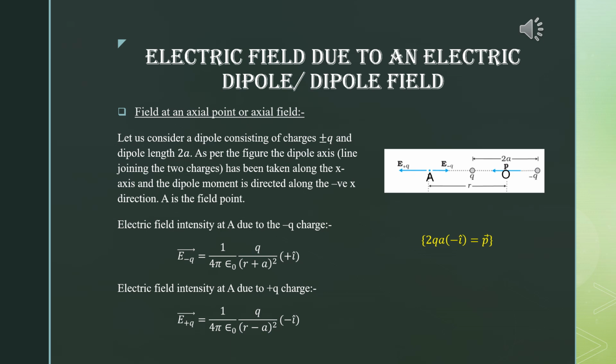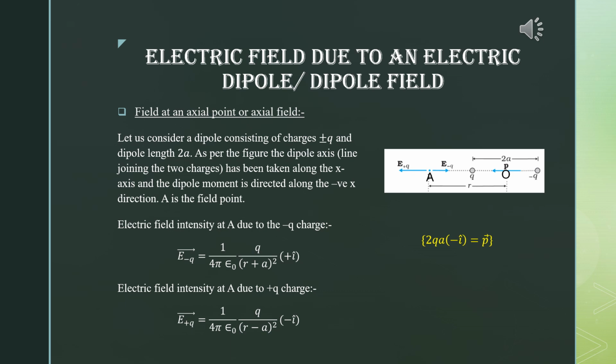So let us first find out what is the electric field intensity at A due to the minus q charge. You remember what was the formula for electric field due to a point charge? It was 1 by 4 pi epsilon naught, value of the charge divided by square of the distance. Now you can see the distance between q and minus q is 2a. So distance between center and minus q will be how much? a. From the center, distance of A is r. So what is the distance of A from minus q? It is r plus small a.